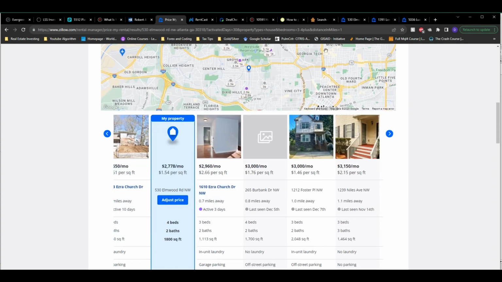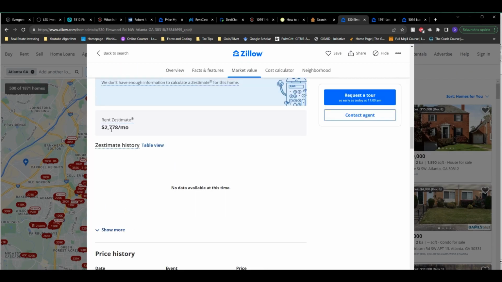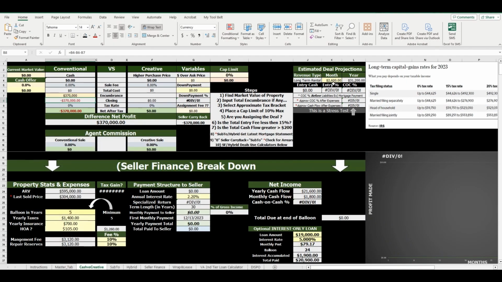But because the rental estimate here, according to Zillow, was quite higher than I had anticipated, I wanted to just double check. And it seems like this is comparable. So we're going to put this at $2,800 a month on rent. So we'll come over here, change this to $2,800.